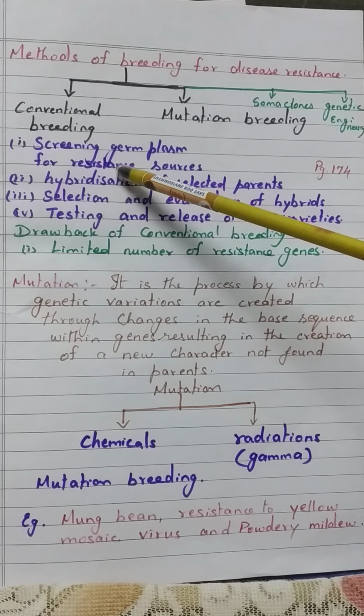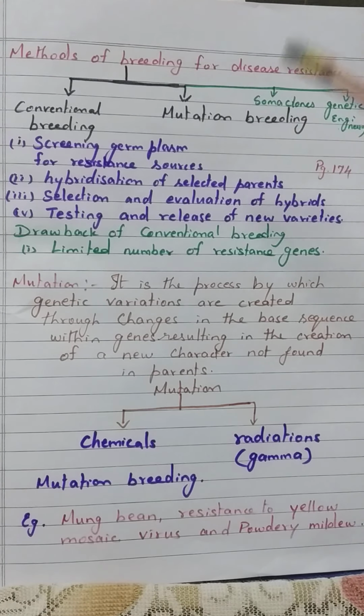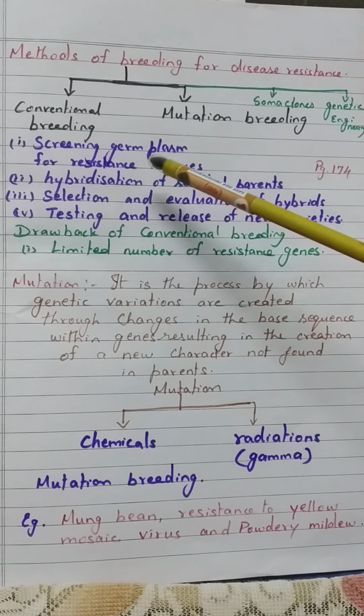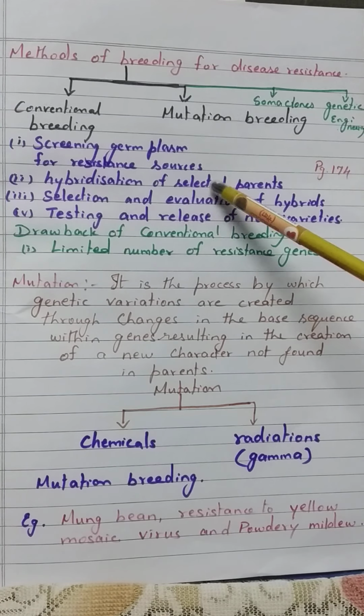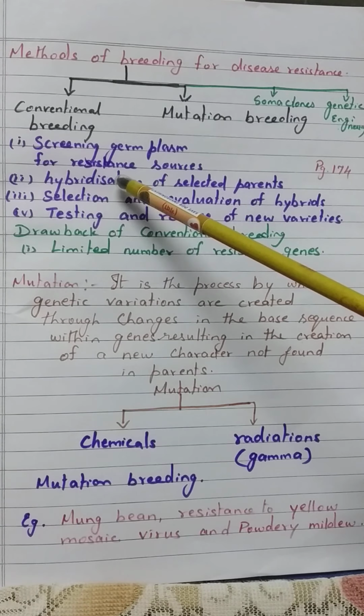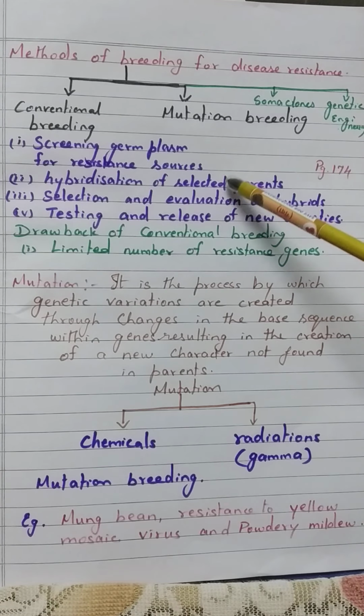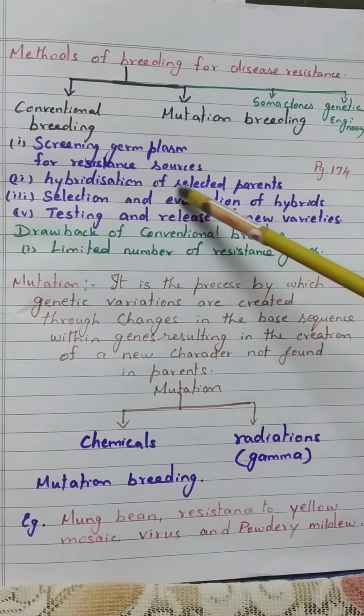First, screening of germplasm. We collect different varieties and variants as sources of disease resistance. Then the parents are hybridized, we get the hybrids, and we select the best one among them. Afterwards testing is done and then there is release of new varieties. These are the different steps in the conventional breeding method.